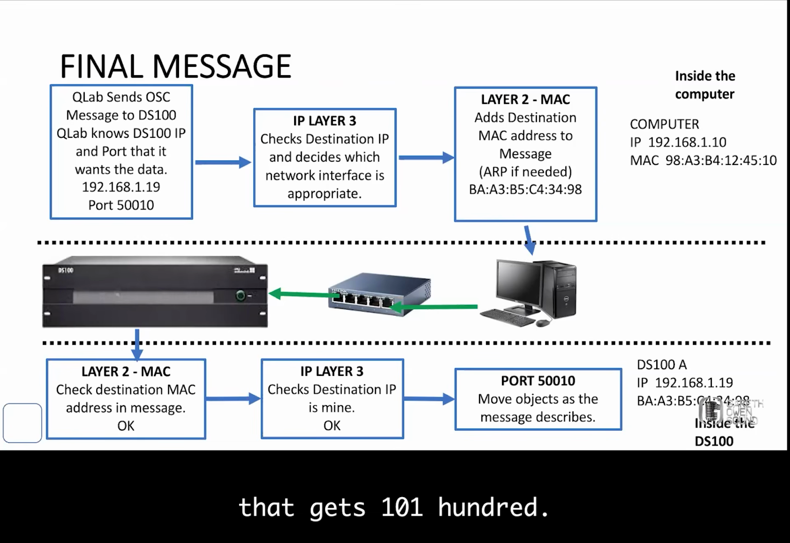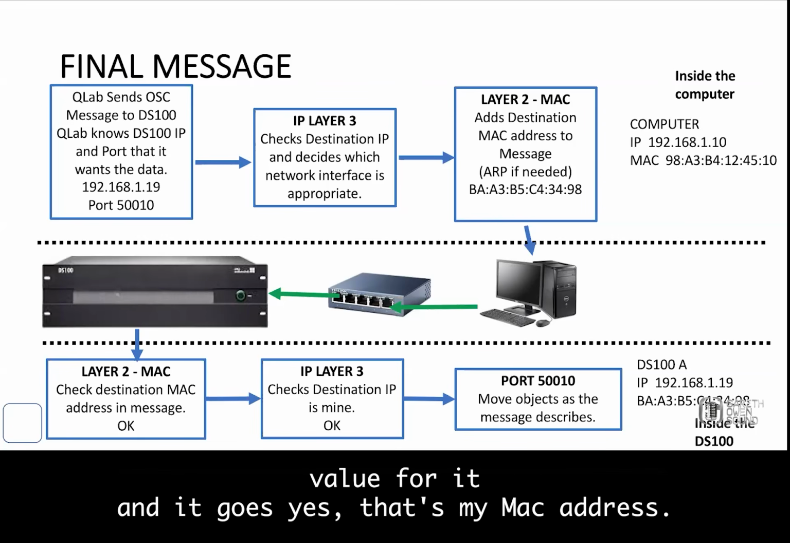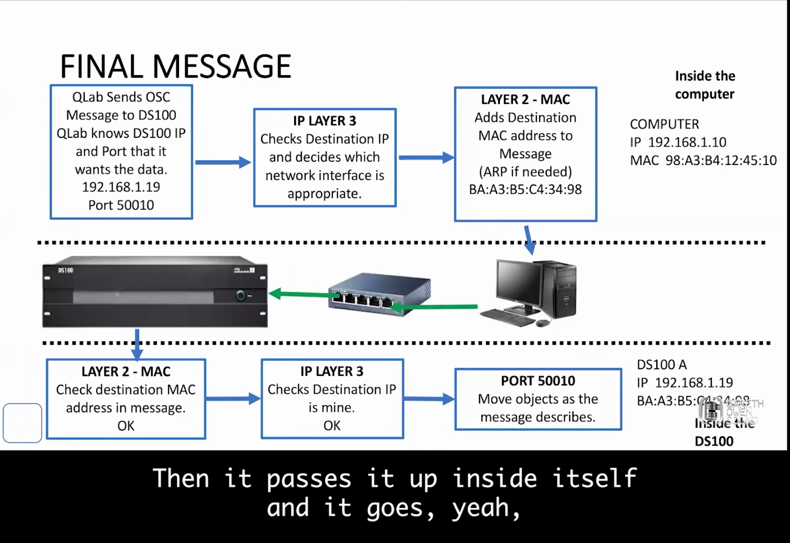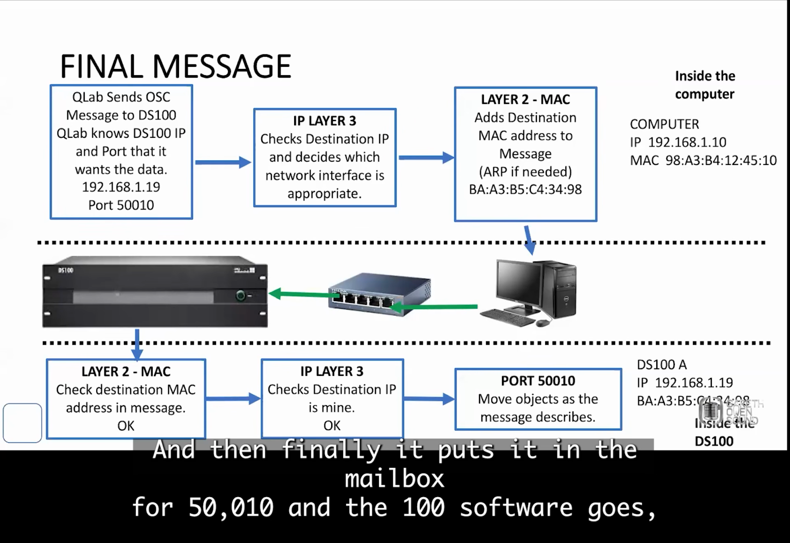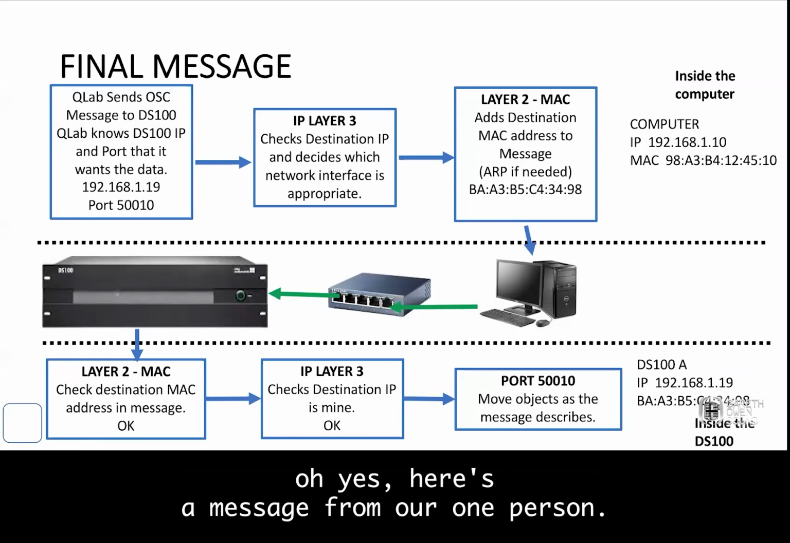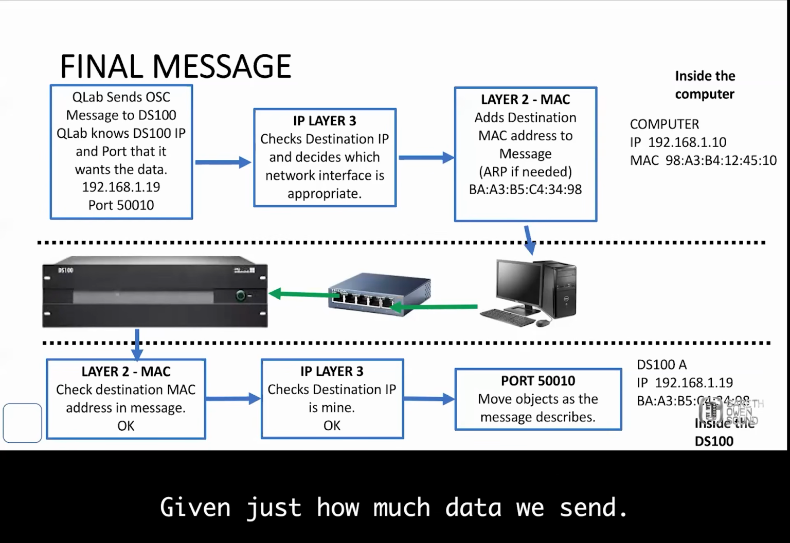Then inside the DS100, we'll check the MAC address to check it has received a message valid for it. And it goes, yes, that's my MAC address. Then it passes it up inside itself, and it goes, yep, that IP address, this message is for me. And then finally, it puts it in mailbox 50,010, and the DS100 software goes, yes, here's a message from QLab. So that's the structure of how a message gets across the network. And given just how much data we send, this happens for every single message.